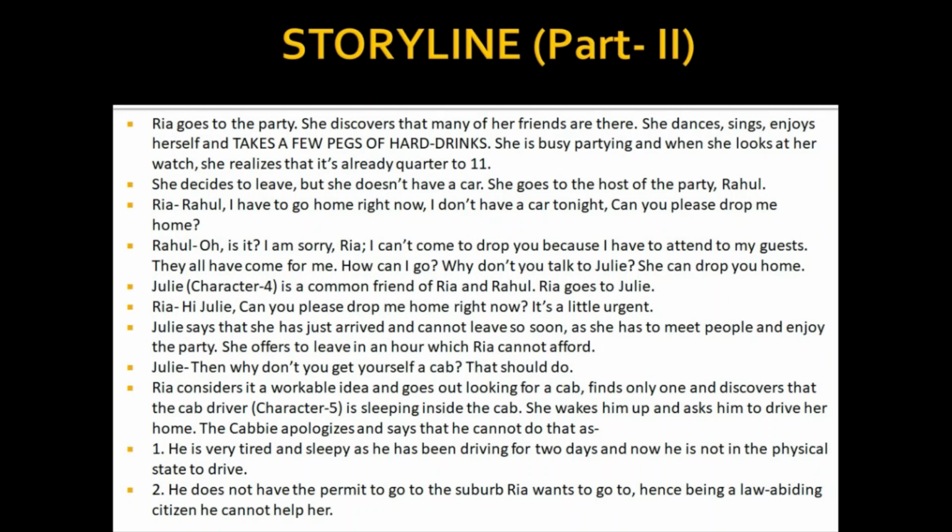So basically, Ria tried to ask for help from Julie, but Julie said that she has recently arrived at the party, and she cannot afford to leave because she has just arrived and she also wants to meet people and enjoy the party. So now Julie says, then don't you get yourself a cab? That should do. Ria considers it a workable idea and goes out looking for a cab, finds only one and discovers that the cab driver. So now here comes the fifth character, that is the cab driver. So basically Julie suggested to Ria, why don't you take a cab? I think it's a good idea for you. And now Ria thought that yes, indeed it's a good idea, and she goes out, and then she realizes that there is only one cab, and that's the cab driver. So the cab driver is the fifth character.